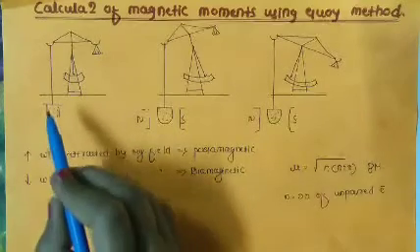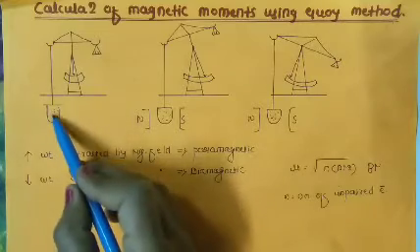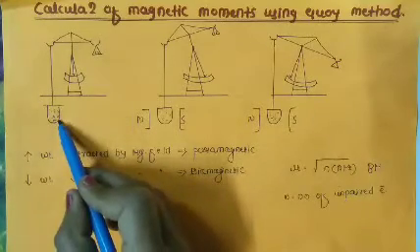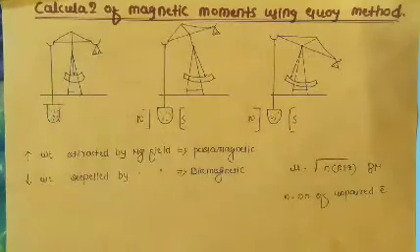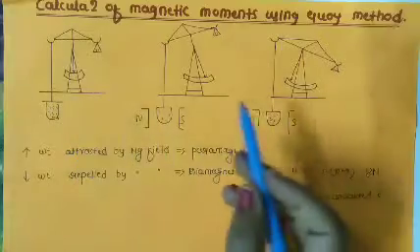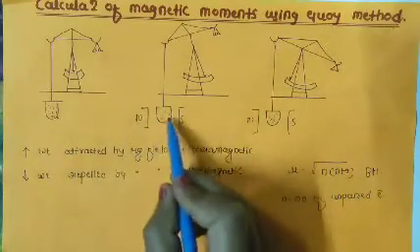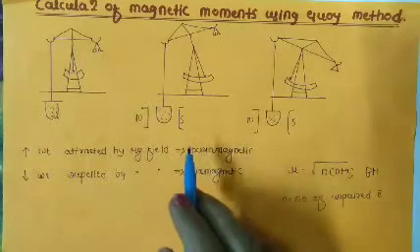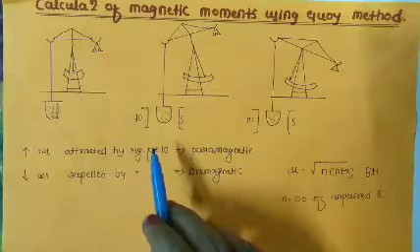The substance is taken in a small test tube, and it is weighed in the absence of magnetic field. And next, it is weighed in the presence of magnetic field.